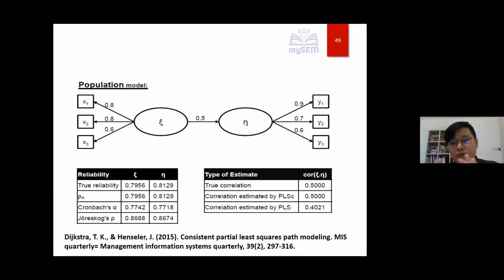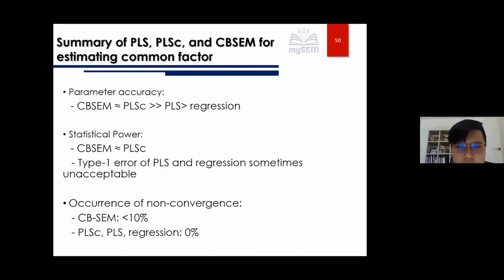But when we move into the true reflective and you run PLS-Consistent, it will mimic exactly the same result as your CB-SEM world. When you have a true reflective and you run the right estimation using PLS-Consistent, it will produce exactly the result that you want, which is the true correlation. And this is what Dijkstra and Henseler mean. So Dijkstra and Henseler have summarized the parameter accuracy of PLSc, and it stated very clearly that PLSc and CB-SEM are the same.